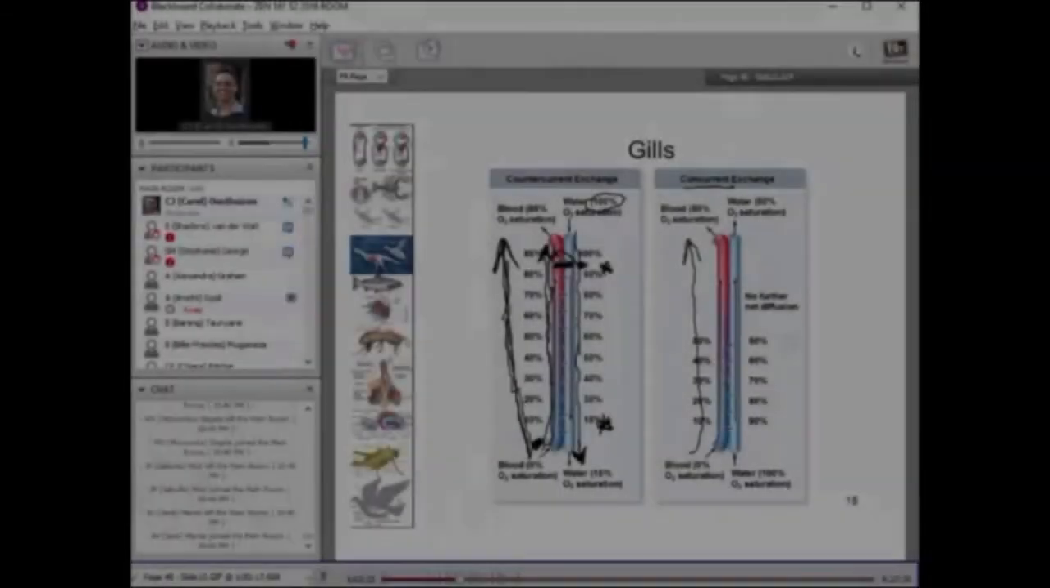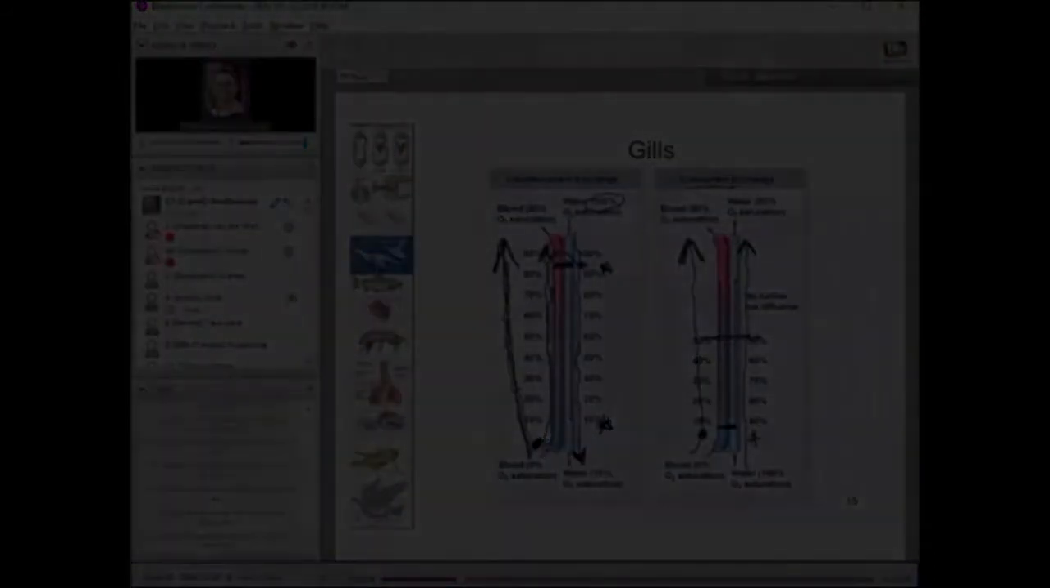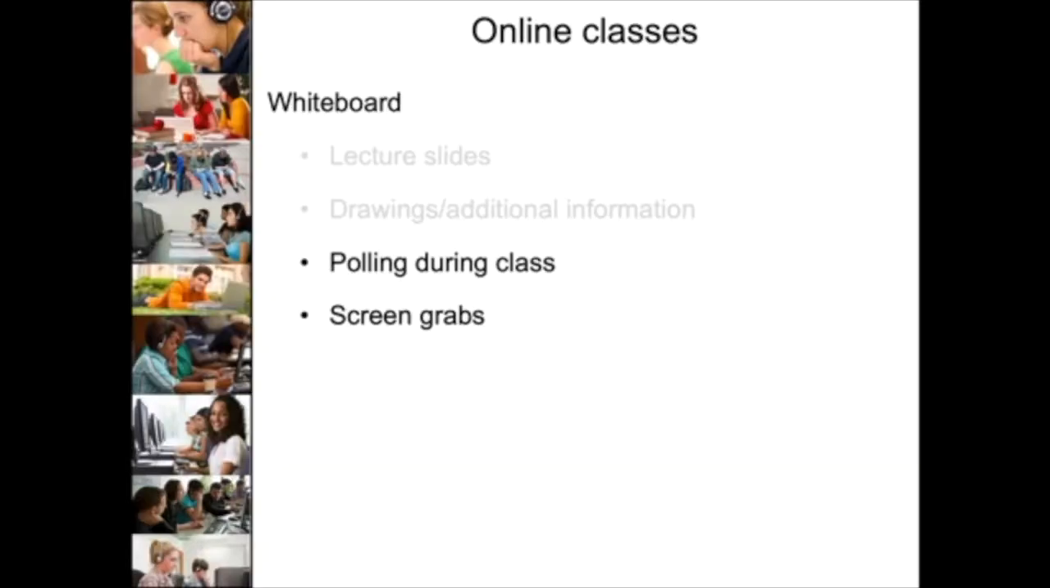That means that the water would flow in the same direction. So in this case, we have a large difference between the oxygen levels of the fresh water on this side and the oxygen poor blood on this side. So there will be a quick exchange of oxygen into the blood, but the most effective level that it will reach is 50%.